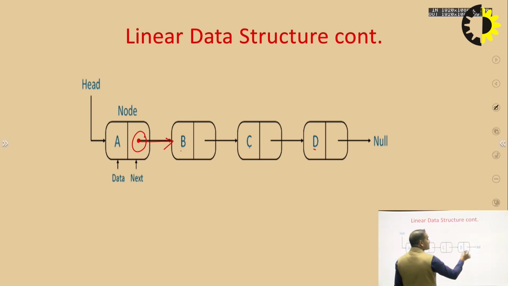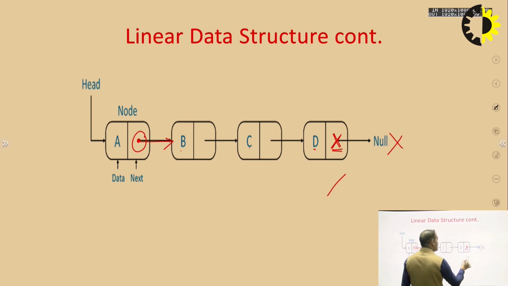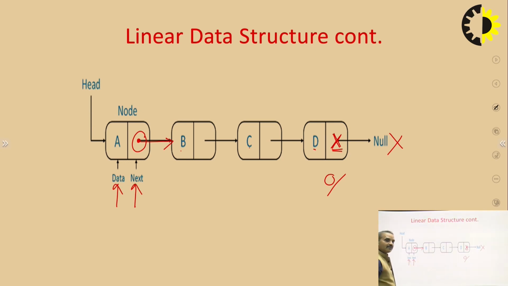The last node contains the null value. That indicates that there is no next node; in the case of null, we have to write it like this, \0, for assigning the null. The first part is called the data part and the second part is called the next pointer part.